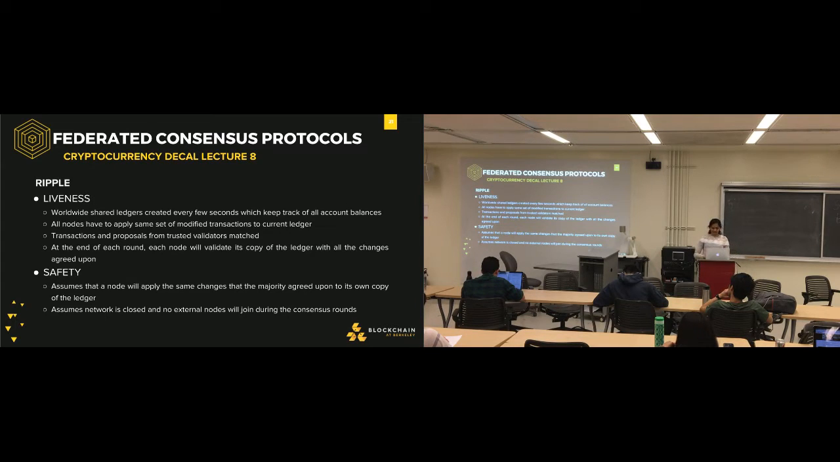The safety relies on the assumption that a node which does not have the same changes as the majority is going to update its own ledger to whatever was agreed upon by the majority. And it also assumes that the network is closed and no external nodes are going to join the process during consensus. Ripple has a great use case in the banking industry.